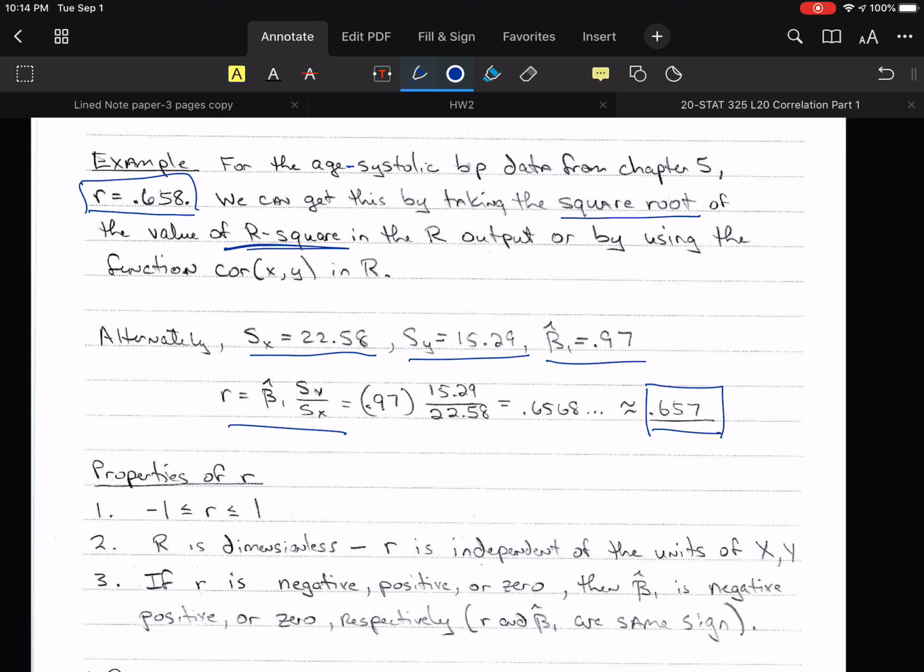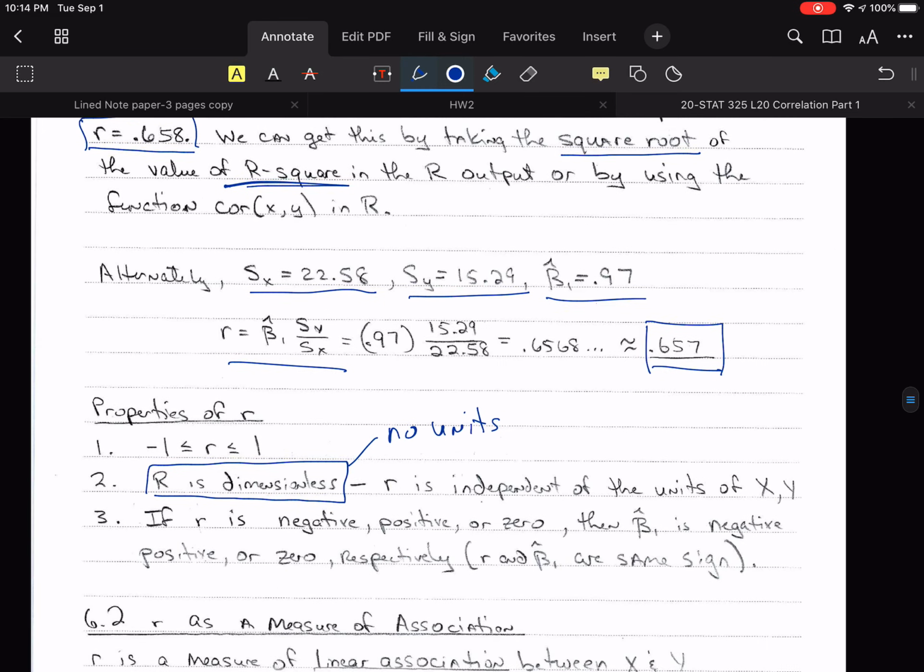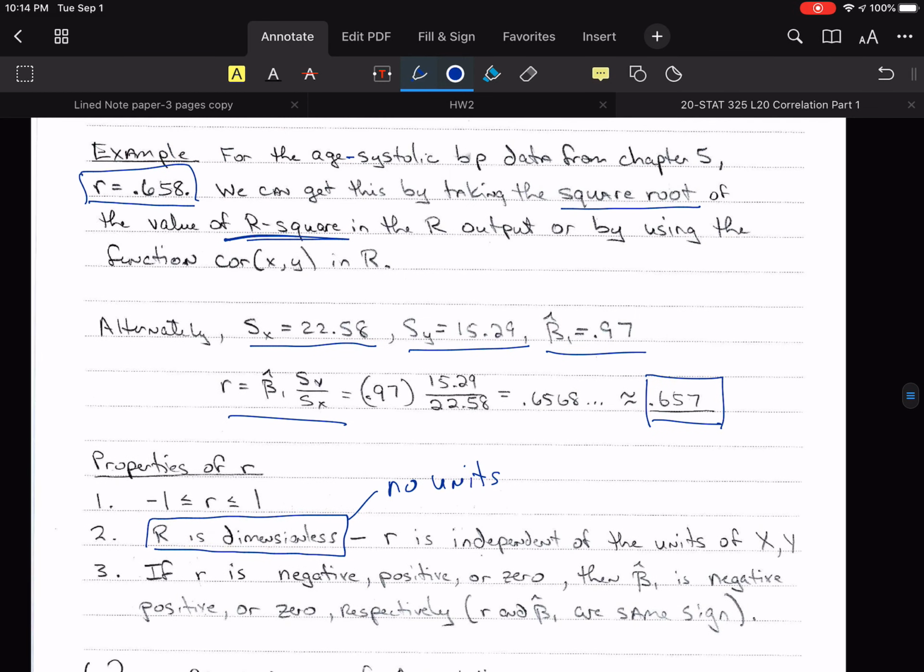All right. Something to know is that R is dimensionless. That means there's no units. All the units cancel out. So you don't have to worry about making sure that things are in the right units to each other. They're not. R is independent of the units of x and y. If R is negative, then beta 1 is negative. If R is positive, beta 1 is positive. If it's 0, then beta 1 is 0. Okay, so basically they're the same sign.